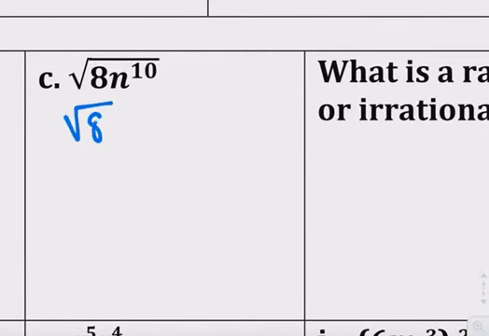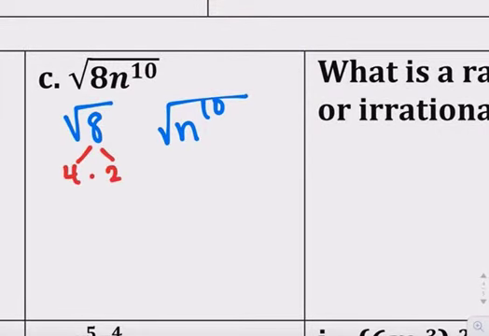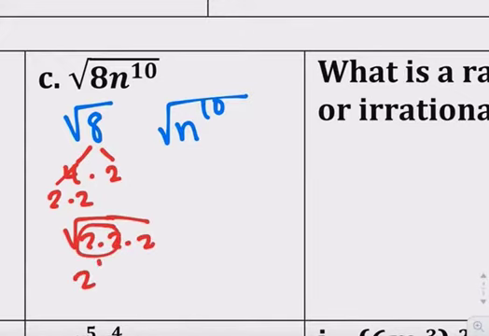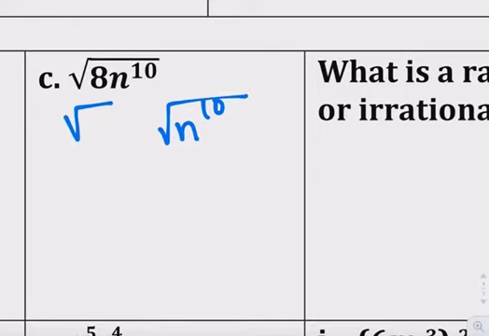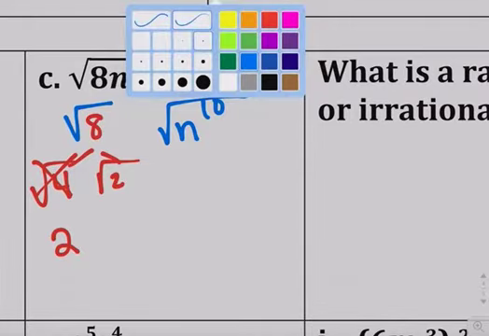Here, square root of 8, n to the 10th. Square root of 8 is 4 times 2. 4 is 2 times 2. That's how I teach my other class. You guys, I taught it this way. Square root of 8 is 4 and 2, square root of 4 and square root of 2. Well, square root of 4 is 2. Square root of 2 is irrational.